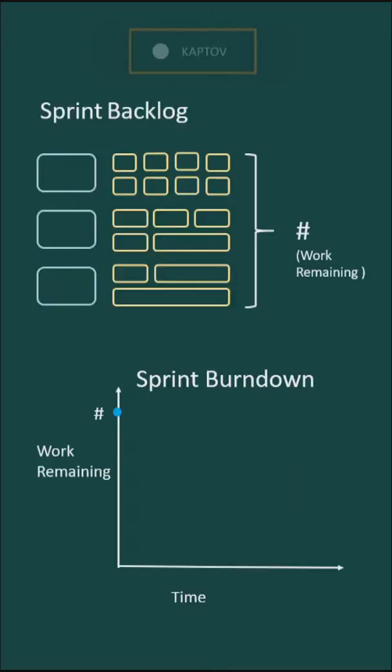Now for time, let's assume we've got a 10-day sprint, or two-week sprint, so we've got 10 days. So I'm going to mark off 10 days throughout the life of the sprint along the bottom axis. So let's go through a little scenario here.